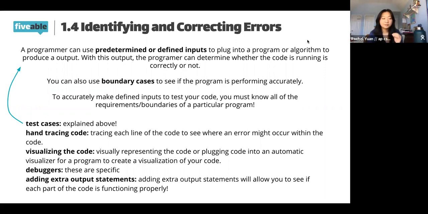Boundary cases are another version of a test case to see if a program is performing accurately. Basically, with boundary cases, you have to know each bound of the program. For example, if a program only took in the letter A, you might try to plug in C and D to see if that would work. And if C and D did work, that would mean that the program is not running correctly because it is taking in more than what it's supposed to.